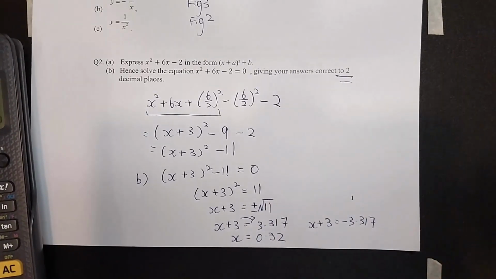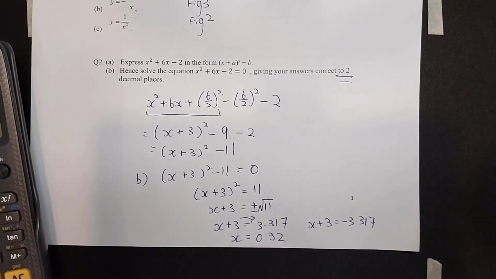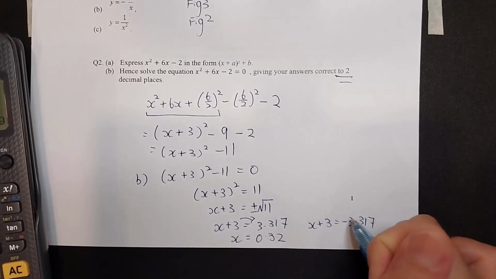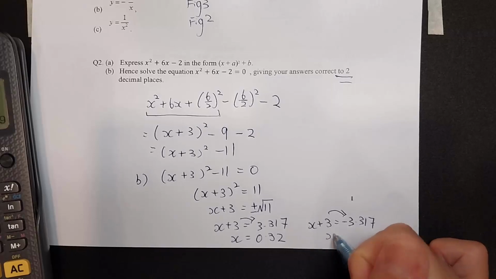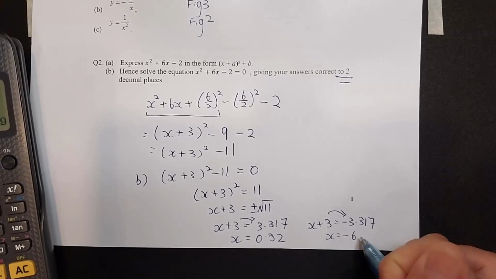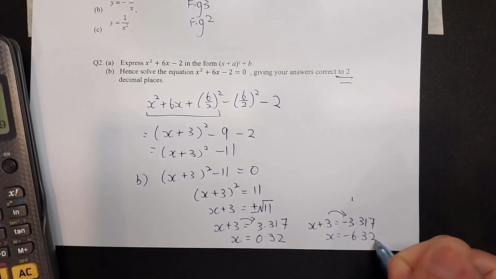The question says 2 decimal places, so I will just stop here. And minus 3 as well. So x is equal to minus 6.32.